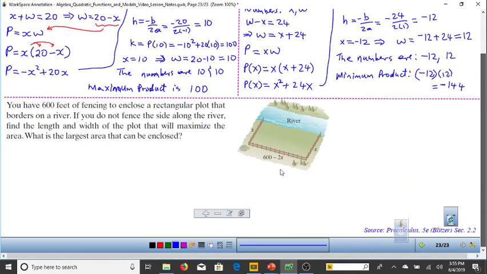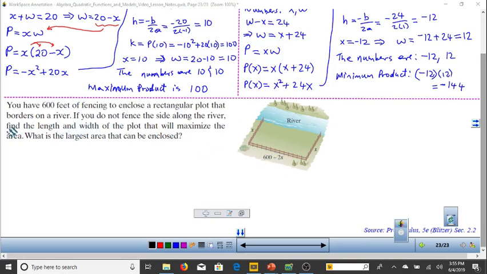Last example, and that will be it for the lesson. You have 600 feet of fencing to enclose a rectangular plot that borders a river. If you do not fence the side along the river, find the length and width of the plot that will maximize the area. And what is that largest area? And so we see that there's a little diagram here that illustrates what they're talking about, and they even did some extra work for us. They filled in this region here.